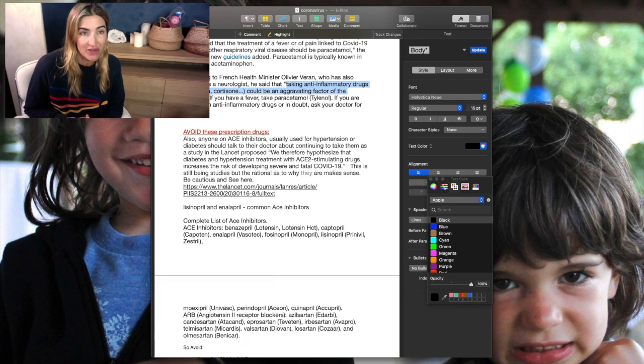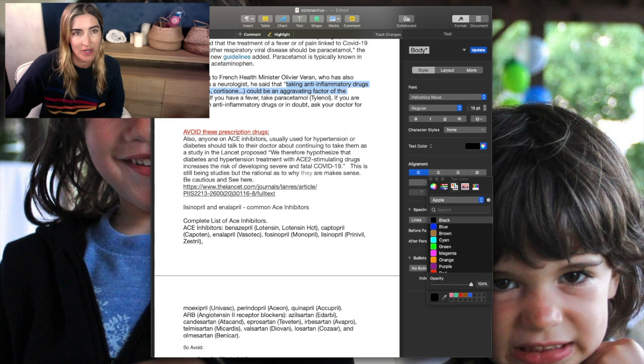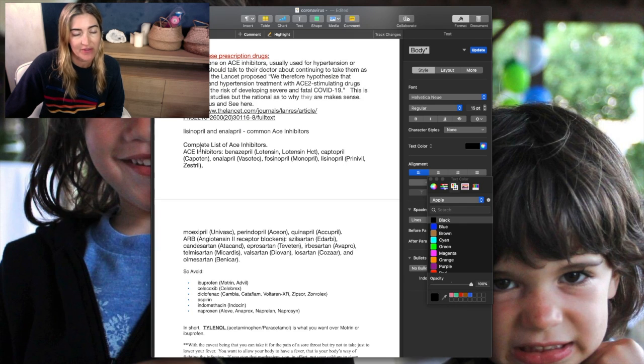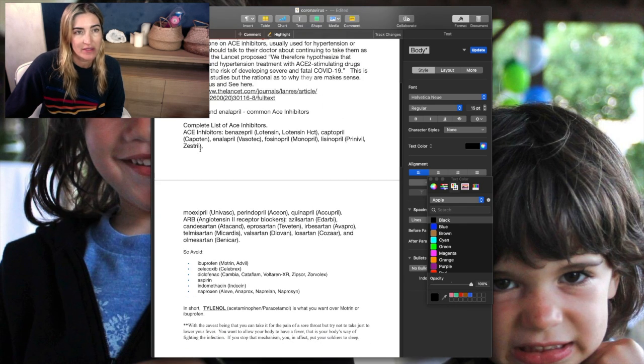But again, if you have a fever, you don't want to just bring down your fever. Remember, your body's way of fighting off an infection is to give you a fever. So there's no reason to lower it unless you're really extremely uncomfortable, in pain, or it's so high that you have to lower it. Otherwise, let your body do its work and heat up the system and fight off the virus.